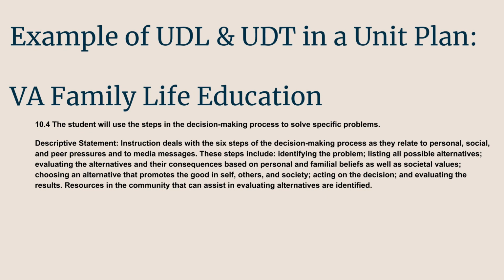As you can see in the descriptive statement, it includes going over the 6 steps, which are identifying the problem, listing all possible alternatives, evaluating the alternatives and their consequences based on personal and familial beliefs, as well as societal values, choosing an alternative that promotes the good in oneself, others, and society, acting on the decision, and evaluating the results. They also go into detail about how to relate to personal, social, and peer pressure, and also social media.